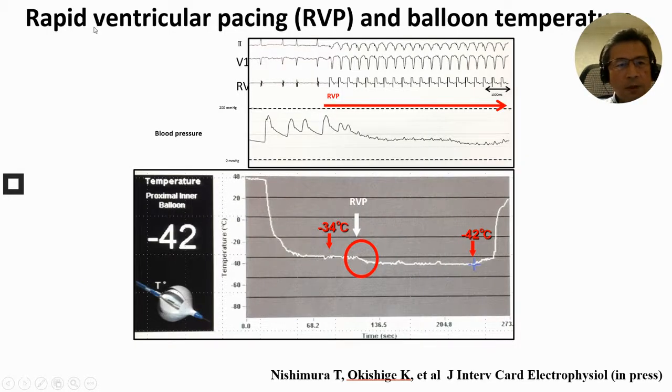We performed rapid ventricular pacing to enhance the freezing effect of the cryoballoon. In this case, the nadir temperature of the cryoballoon reached a plateau at minus 34 degrees Celsius. After performing the RVP, the nadir temperature of the cryoballoon was further reduced by 8 degrees Celsius, as shown here.